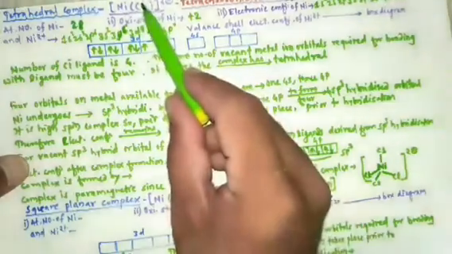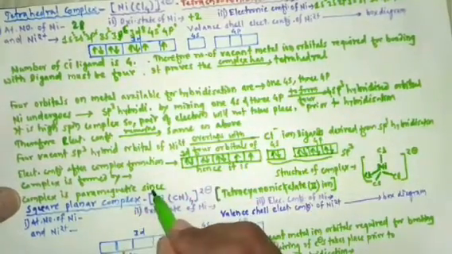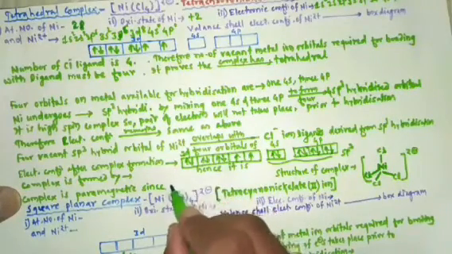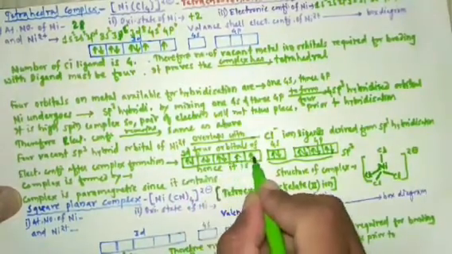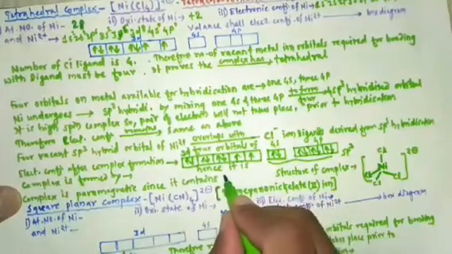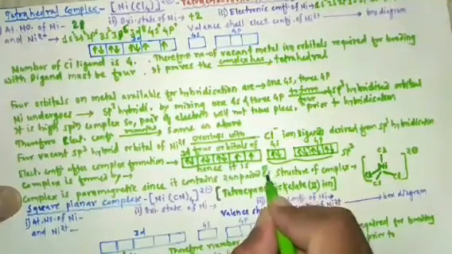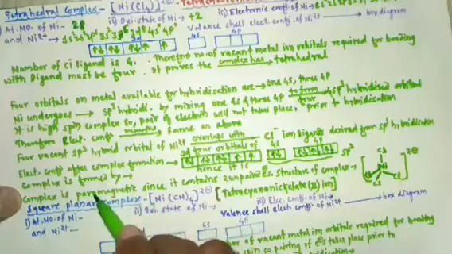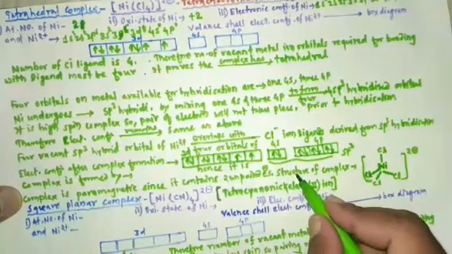So this particular complex is paramagnetic, since it contains two unpaired electrons.